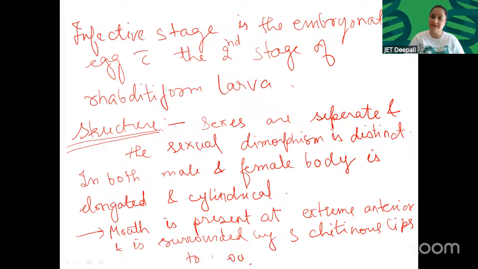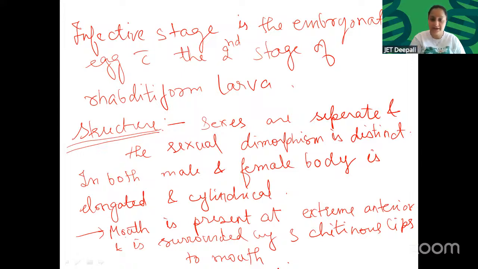Okay, see in structure what we have written. Their sexes are separate. They have distinct sexual dimorphism in both male and female. Body is elongated and cylindrical. Mouth is at extreme anterior and is surrounded by three chitinous lips.